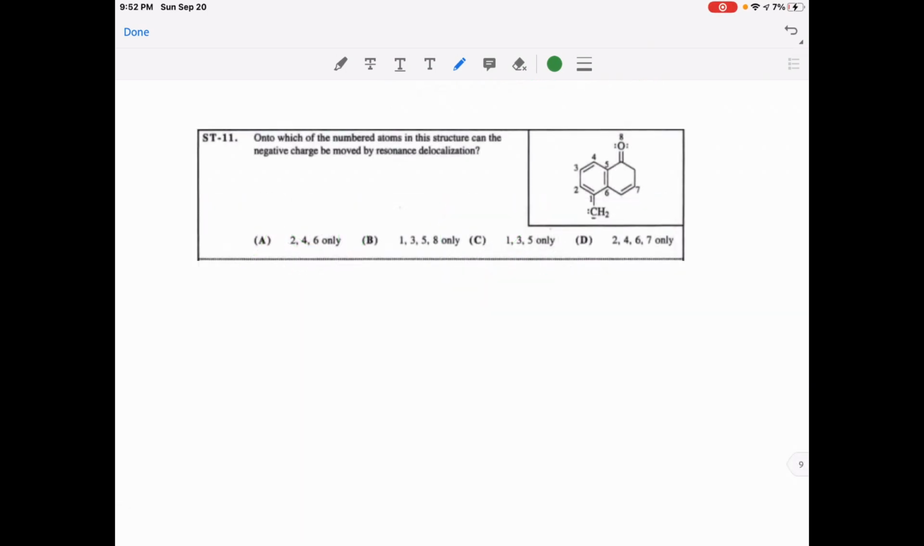For this problem, it's asking us to evaluate the sites to which the negative charge on this carbon atom can be delocalized, so where that can move to via resonance. So let's try drawing this out. I have this molecule here, draw in the double bonds, draw in the CH2, which has a negative charge due to that lone pair. Then I draw the remaining part of this molecule.